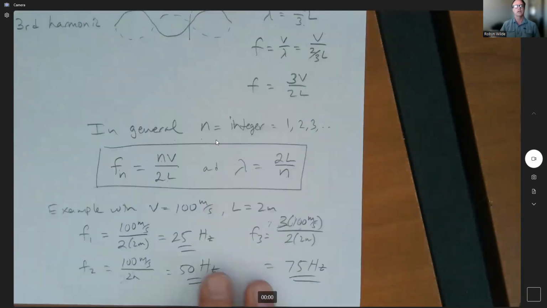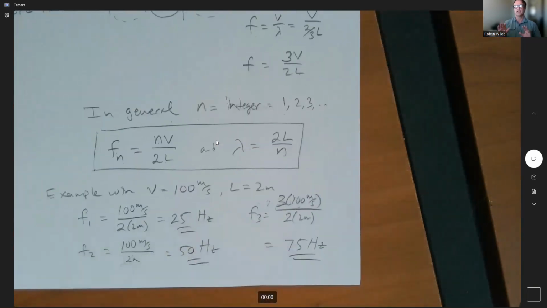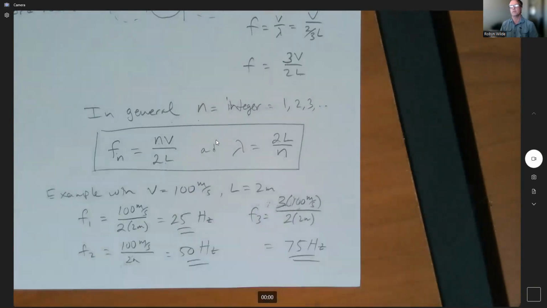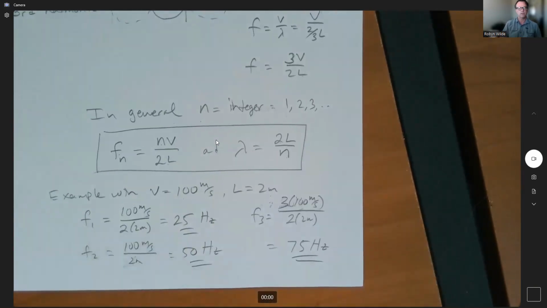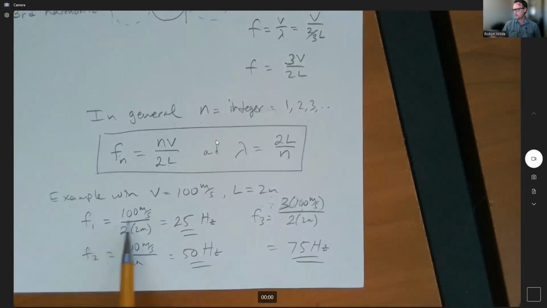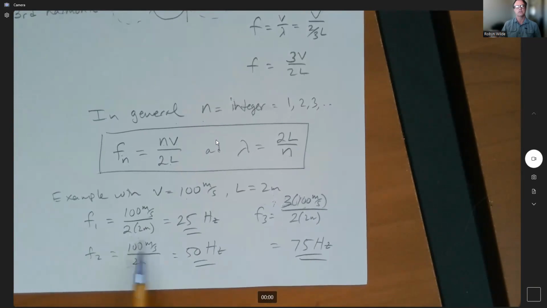And let's plug in some numbers. So let's take an example where maybe we have a string with a wave speed of 100 meters per second and a length of 2 meters, right? And so just plugging in the formula, my first frequency, 100 meters per second over the wavelength of 4 meters, is 25 hertz. That is my first harmonic, or sometimes people call it the fundamental harmonic.